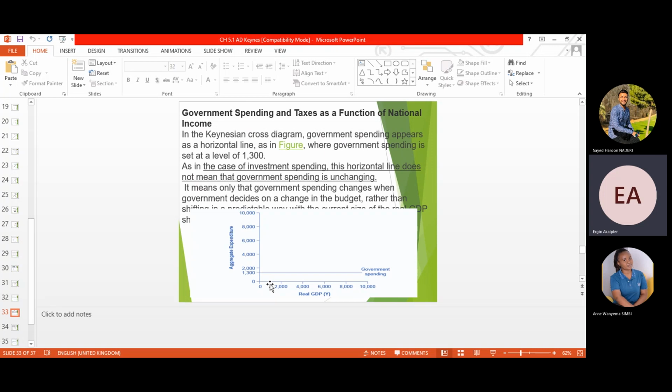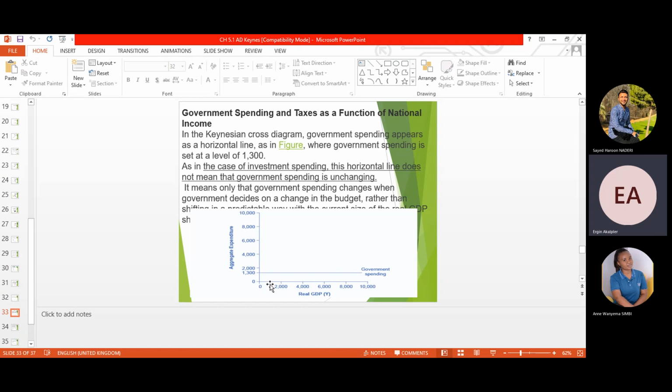as a horizontal line again, as it is represented at 1,300. As in the case of investment spending, it was 500, as I mentioned to you. This horizontal line does not mean the government spending is unchanging. Of course, it is dependent on change. And it means only that government spending changes when the government decides on a change in the budget, rather than shifting the disposable income to the upper level.